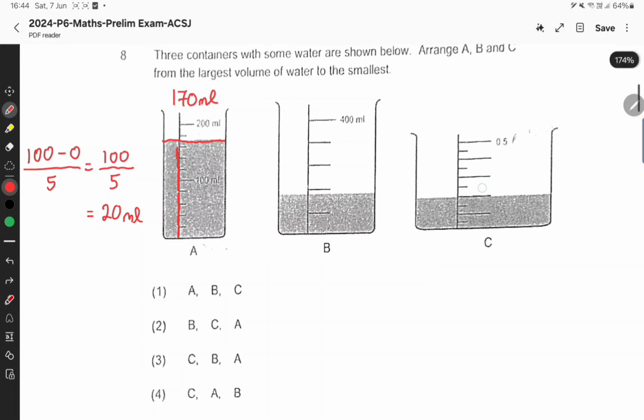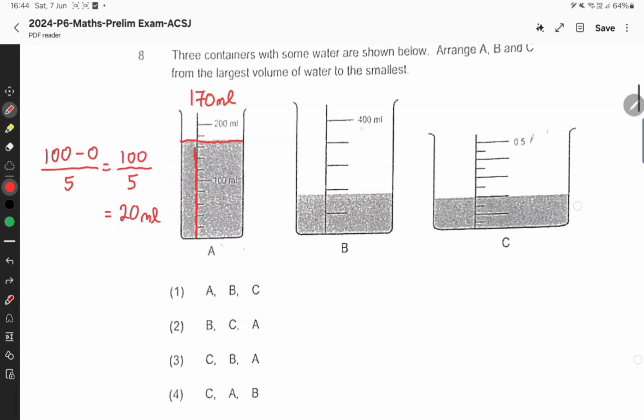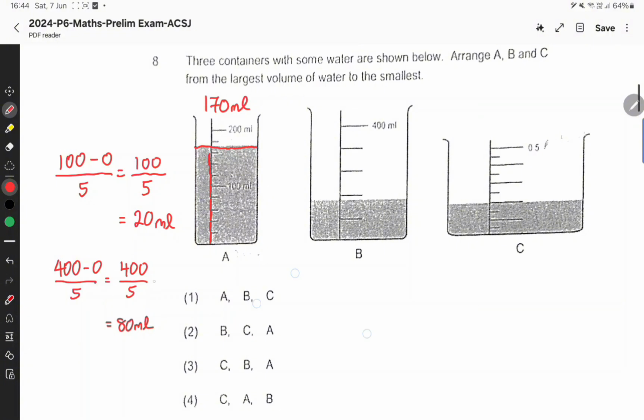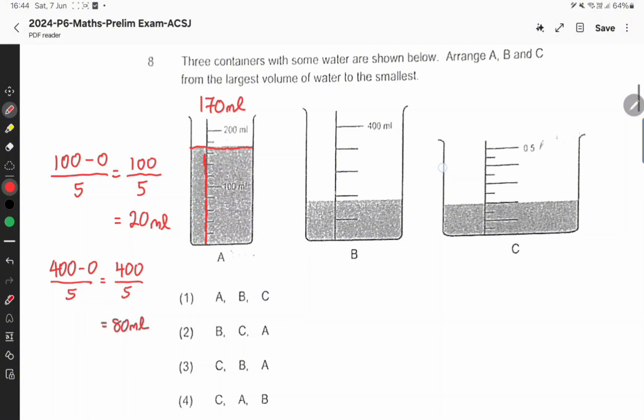Now, let's move on to container B. Container B, same working. We're going to find out how many spaces are there first. 1, 2, 3, 4, 5. So there are 5 spaces. So we'll do 400 minus 0 divided by 5, which gives me 400 divided by 5. Now, 400 divided by 5 will give me 80 milliliter. If let's say you're not confident in this, you will do your long division.